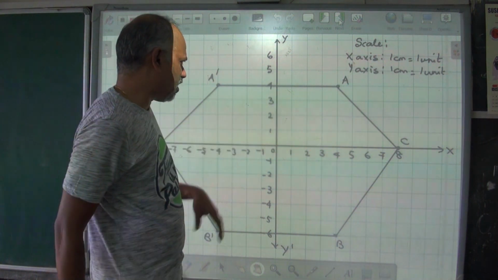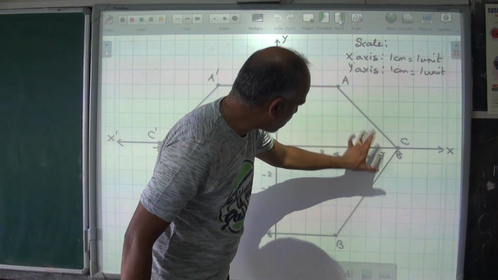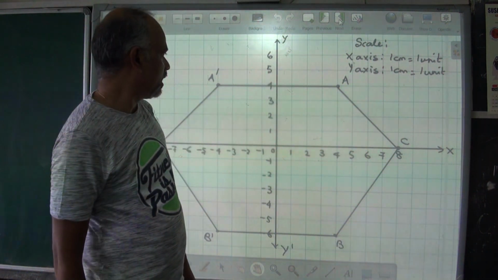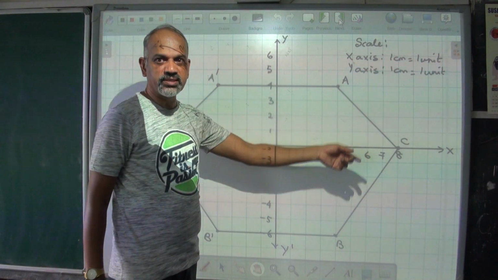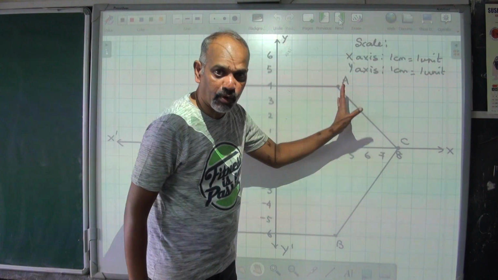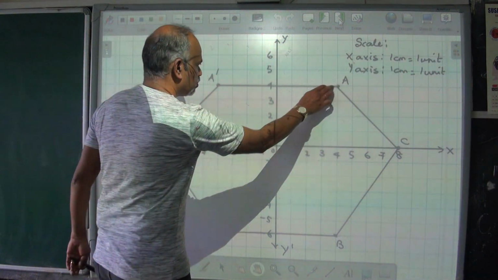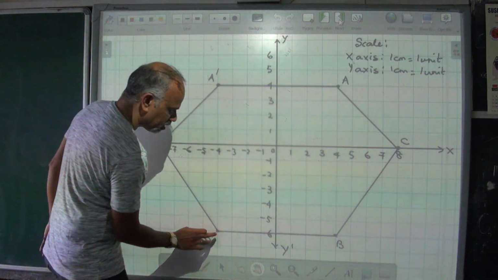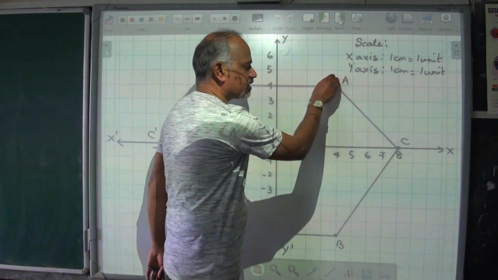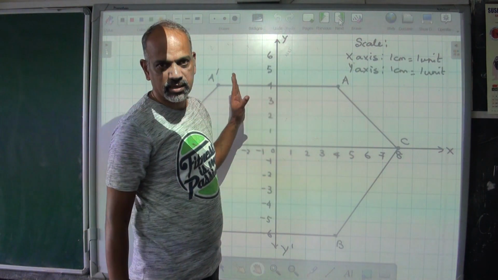Now if you look at this carefully, you will see that this length is more than this. And you are not sure whether all these sides are equal. And you know for sure that this side and this side are not equal. Count and see how many sides are there. This is 1, 2, 3, 4, 5, 6. It's a 6-sided figure, therefore it is called a hexagon.